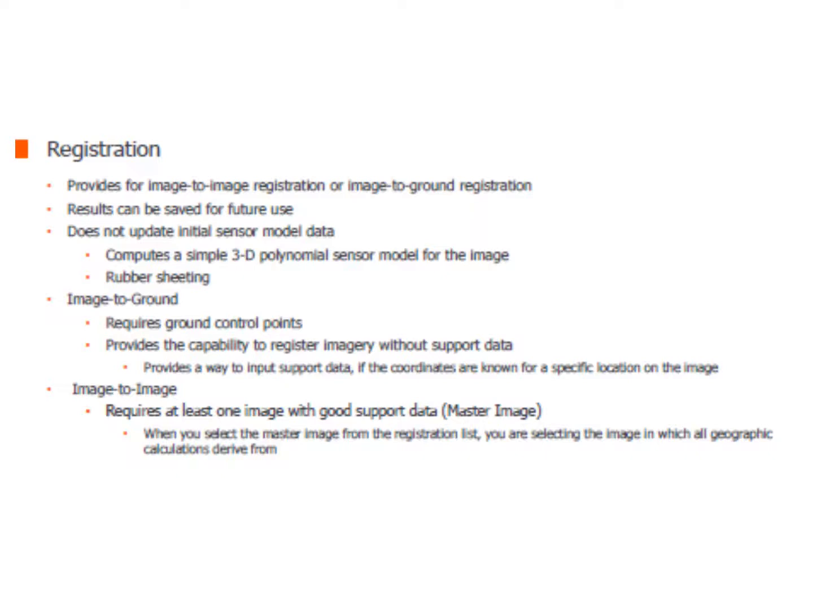If you do image to ground, you've got to have control points, and it provides the capability to register imagery without supporting data. Image to image requires at least 1 image with good supporting data, so you have to have some sort of master data set that you can go from. If one thing has all the stuff that you need, you can simply identify common places and transfer a lot of that ability to the other image.